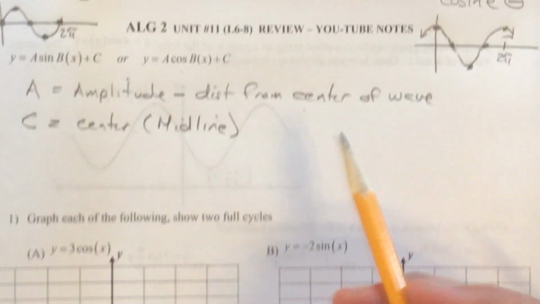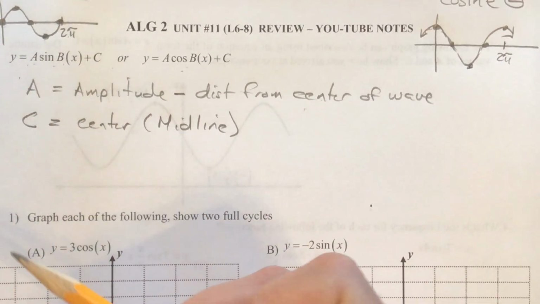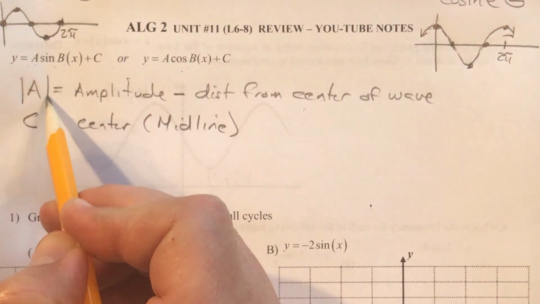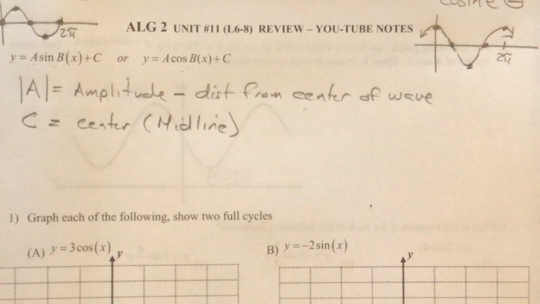Now distance cannot be a negative number, right? If I said how far you live from Catskill High School, you're not going to say minus 3 miles, you're going to say 3 miles. So amplitude is always a positive number.